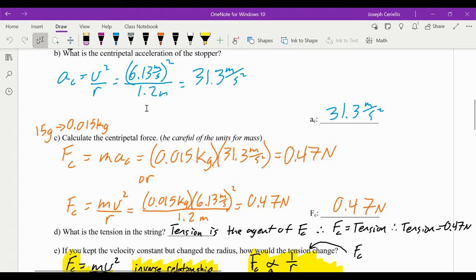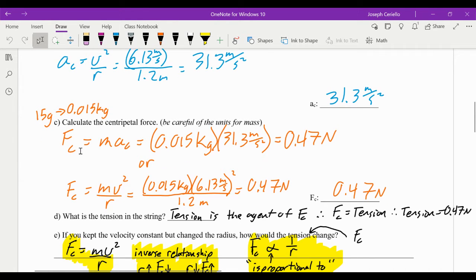Now to get the next one, the centripetal force, just be careful. You have to make sure the mass is in kilograms. So 15 grams becomes 0.015 kilograms. Kilo means 1,000, so you've got to move that decimal place 3 places. There are two ways you could do this. You could do Fc equals m ac, or Fc equals m v squared over r. Since you already have ac, this way is a little bit quicker. So you just take ac, multiply by the mass, and you get 0.47 newtons.